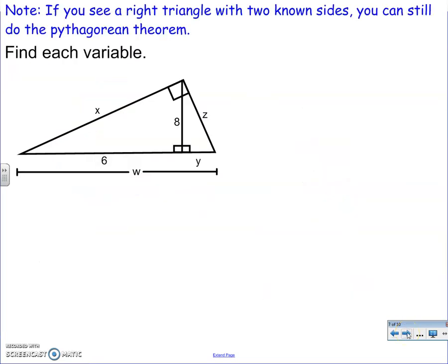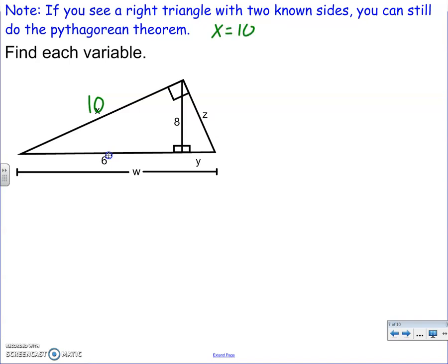Alright, so here we are. We're going to try the problem. By the way, if you know two known sides for a right triangle, you can always do the Pythagorean theorem, and you should. Sometimes you're stuck and you have to do that. So it says find each variable. So first, let's do this. I know this is 6, this is 8 for a right triangle. That means this has to be 10. That is a triple, 3, 4, 5 times 2. So we found x equals 10.